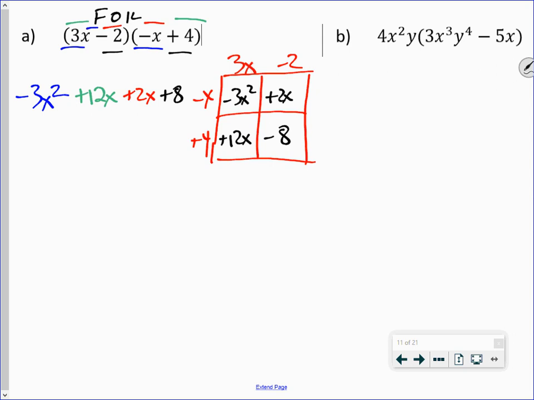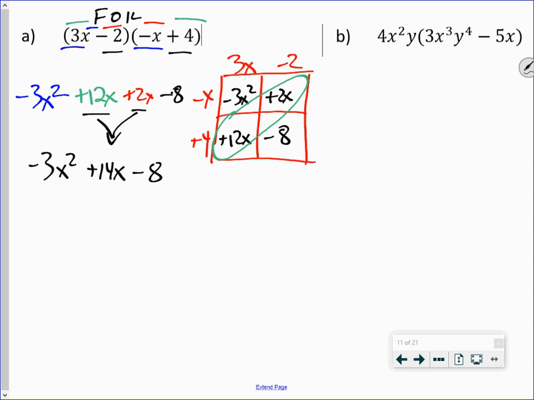And what you will see is that the terms you get from FOILing are the same as the terms you get from the Punnett square. And all that's left to do is to combine the like terms, and I'll get negative 3x squared plus 14x. Oops, sorry, I messed up here. This should have been minus 8. And what you'll often see when you do the Punnett square is that the middle two terms here will combine.